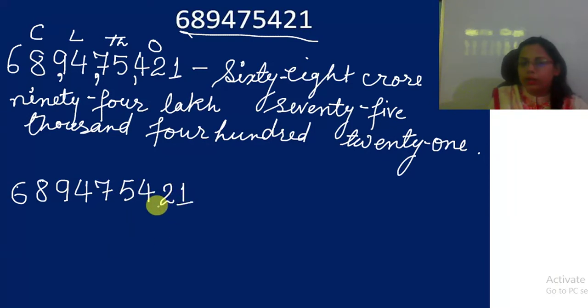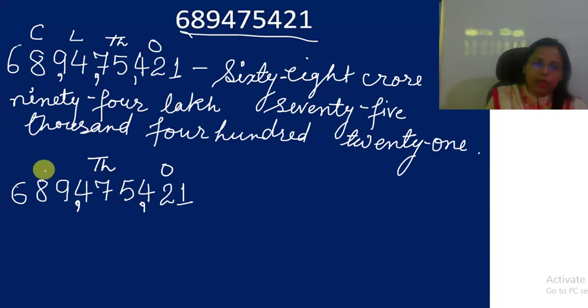6, 8, 9, 4, 7, 5, 4, 2, 1. Now here, how do we group the number? We group the number from the right after 3, then again 3, and then 3. No need to put a comma here because there is no number. Okay. Now, what are the place values here? Ones, tens, hundreds. This lies in ones. Then thousands, ten thousands, hundred thousands. So this is the thousand group. And then million. Okay. No lakh, no crore here.